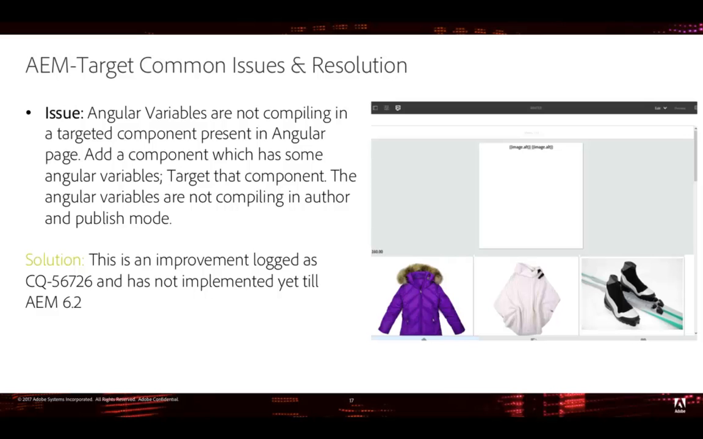There are many times we have had customers report to us about Angular variables not compiling in any of the containers or any of the components that have been targeted. What happens for this specific problem is that Angular is anything that's taking values or has breadth, height, or width. There has been an improvement logged, and it's not yet implemented in 6.2. The improvement is still being tracked in CQ 56726 and may be considered for a CFP or a service pack inclusion in 6.3.